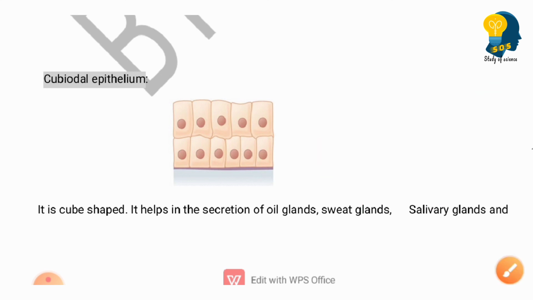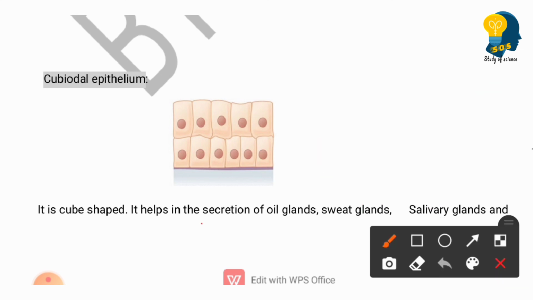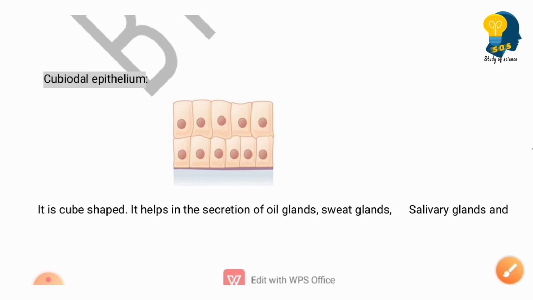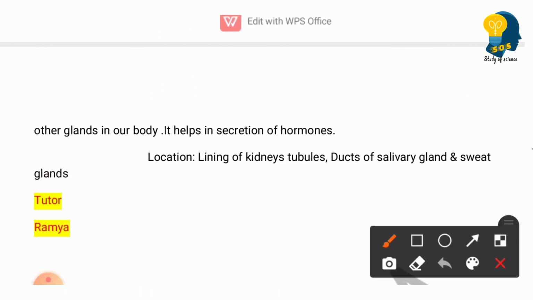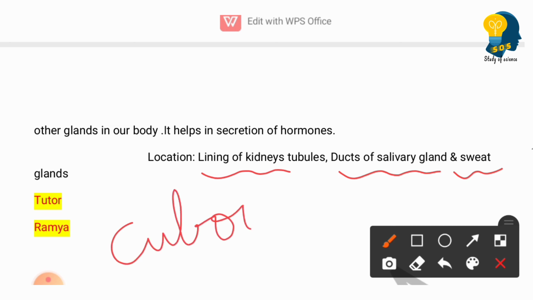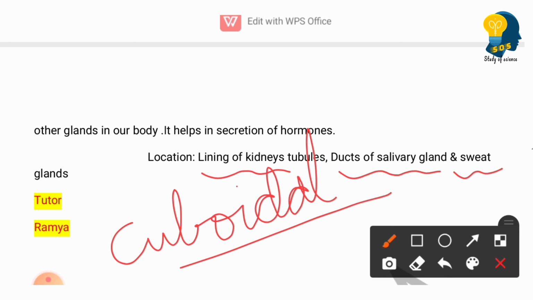So, cuboidal epithelium helps in the secretion of the oil glands, sweat glands, salivary glands, and some other glands present in the body. Let us now understand where exactly the cuboidal epithelium is present. These cuboidal epithelium tissues are present in the lining of the kidney tubules, ducts of salivary glands and sweat glands, and many other glands in the body. Clear? So this is all about the types of epithelium tissue.